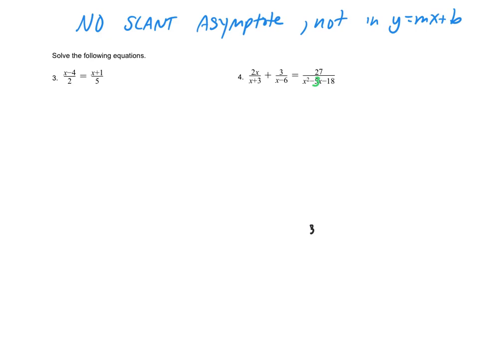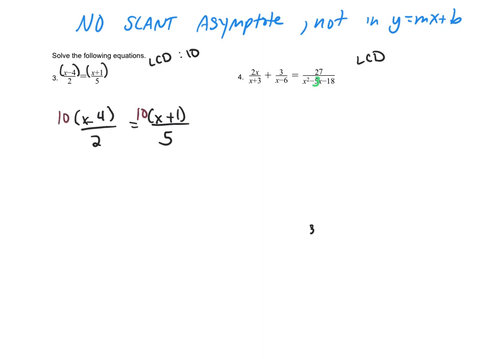But for rational equations, remember what we're going to do. We're going to find the LCD of each one and then multiply every term by the LCD. Now, before we form the LCD, always a good idea to factor. But if I'm looking at number 3, there's really nothing to factor. It's just a 2 and a 5, so my LCD will be 10. So when I rewrite this, x minus 4 over 2, x plus 1 over 5, multiplied by 10 over 10, then what you'll see happen is this will reduce to 5 and this will reduce to 2.